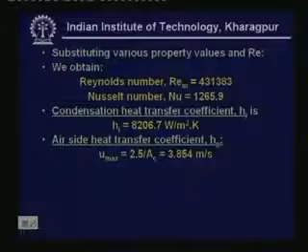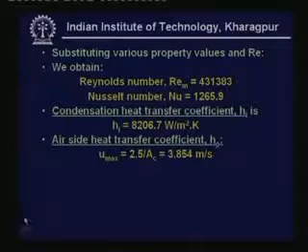In fact, if you remember, the Kays and London correlation defines the Reynolds number in terms of the maximum velocity, and maximum velocity takes place where the flow area is minimum. You can show that maximum velocity is nothing but the face velocity divided by the minimum flow area. This comes from your continuity equation. How did you get this?